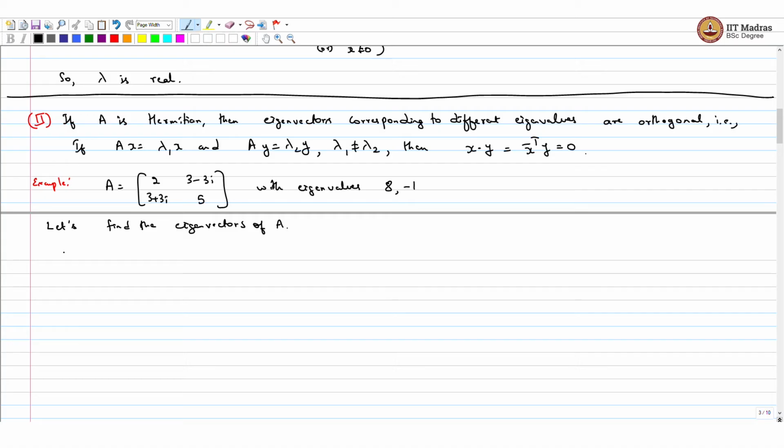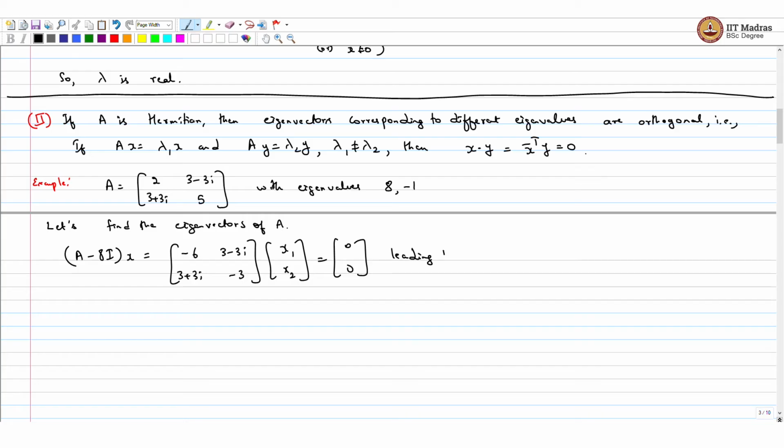So, first thing is I want A minus the first eigenvalue, say A minus 8I, times any vector x. So this is 2 minus 8 is minus 6, 3 minus 3i, 3 plus 3i, and minus 3. This into, let's say, x1, x2. We want this to be equal to 0. And you can work out the solution on your own, leading to x equals 1, 1 plus i. So this is eigenvector 1.